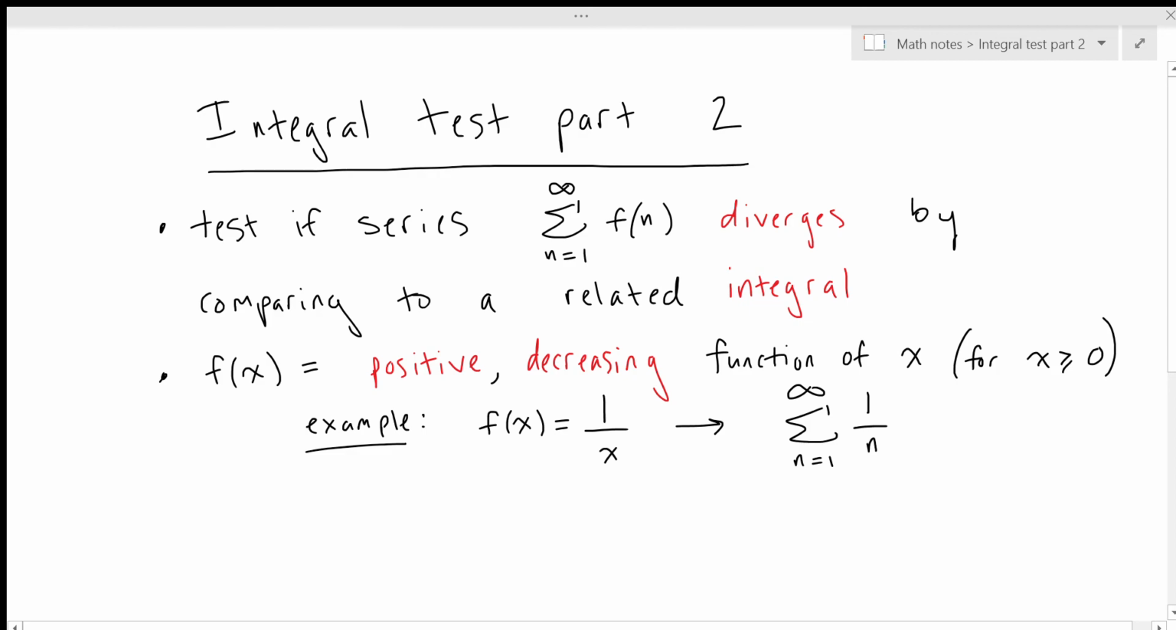So they're the sum from n equals 1 to infinity of f of n, where this f is a positive decreasing function of x. A good example to have in mind is f of x equals 1 over x, in which case the series that we'd be looking at is this one, the sum from 1 to infinity of 1 over n. And what we'll want to do is try to test if this series diverges, and we'll do it by comparing it to an integral of this function f.